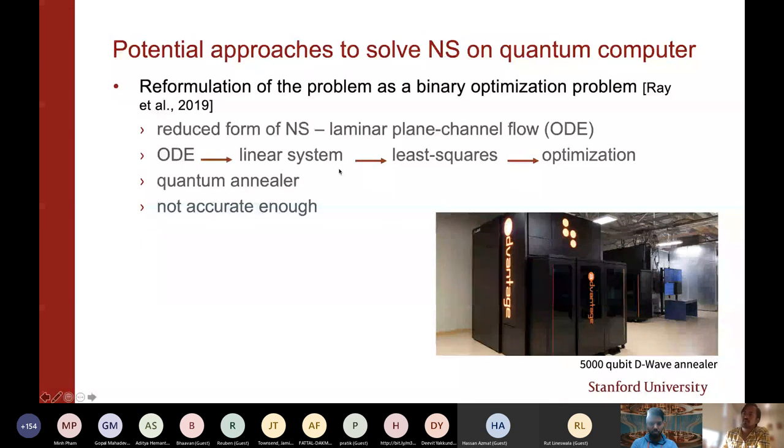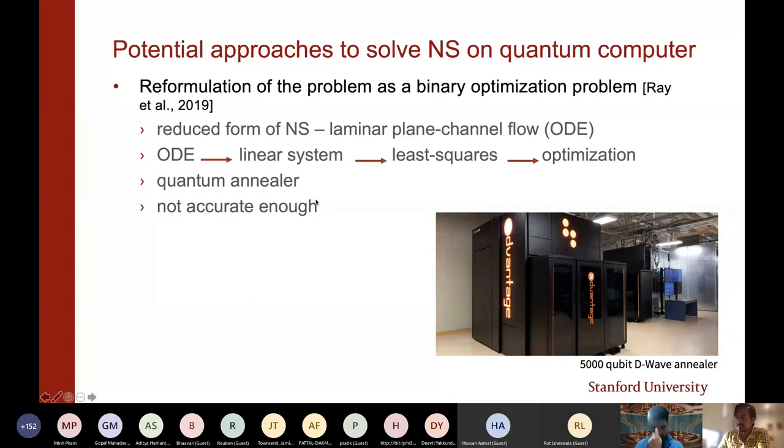So I wouldn't call this a full Navier-Stokes solution on a quantum computer, because they used a reduced form of Navier-Stokes, and that is laminar plane channel flow. So if you are interested in solving flow inside a channel, which is two flat plates, and a laminar smooth flow that I previously showed inside the channel, you can reduce this Navier-Stokes into an ODE. And then they converted this ODE into a linear system using finite differences and reformulated this as an optimization problem using least squares, and solved this on a quantum annealer.